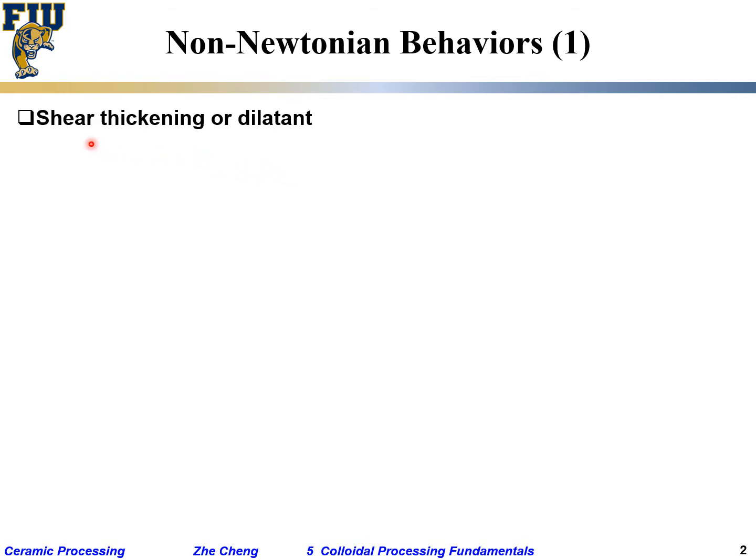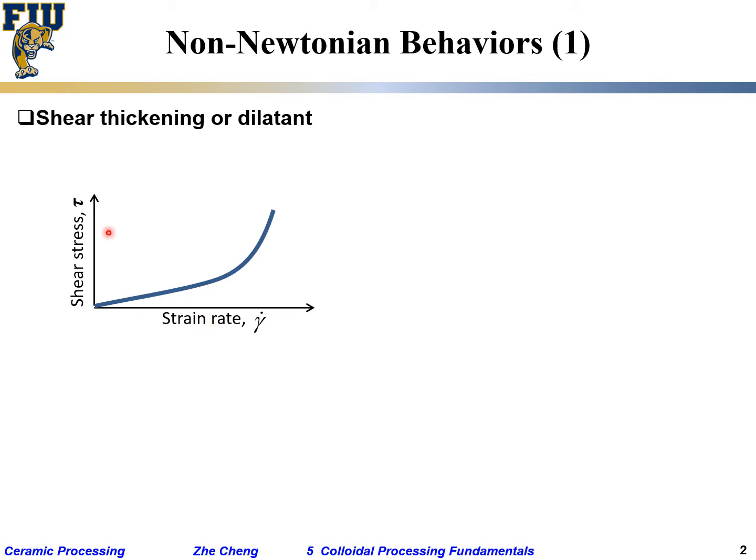The first example would be so-called shear thickening or dilatant. Shear thickening means as you apply the shearing stress upon the liquid, it gets thicker, it gets more viscous. So this is the typical stress-strain rate relationship. One example, shearing stress, tau, versus strain rate. We have this relationship.